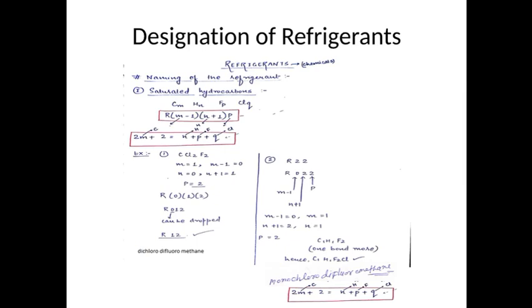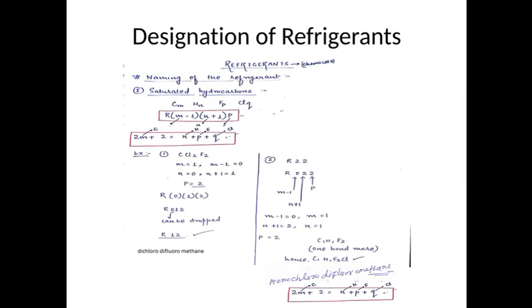There is another equation, 2m plus 2 equal to n plus p plus q, that we will discuss. We will understand through examples how we can designate it. Take the first example. If the chemical formula is given as CCl2F2, how can we designate this chemical formula? What will be the name? You can directly tell.